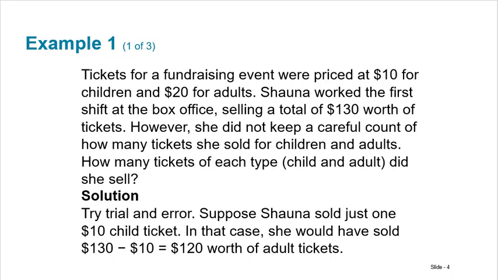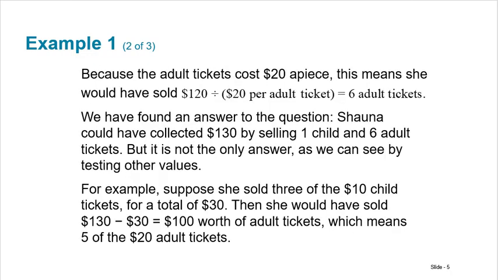So you could try trial and error. Suppose she sold just one $10 ticket. In that case, she would have sold $120 worth of adult tickets, which would have been 6 of those. You found an answer, but it's not the only answer. As we can see by testing other values, if she sold 3 children's tickets for $30, then there'd be $100 left over, and that'd be 5 adult tickets.